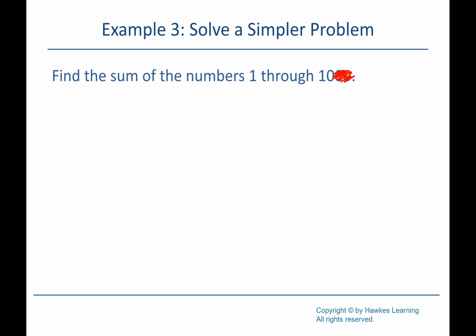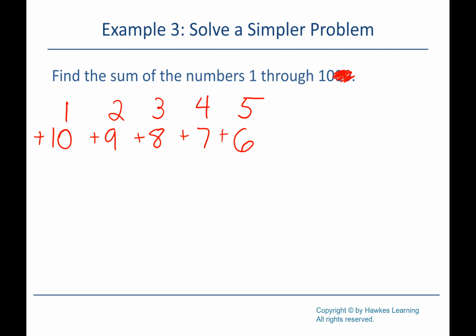We're going to write the numbers not necessarily in order. When you add numbers, it doesn't really matter what order you add them in. Right? 2 plus 3 is the same as 3 plus 2. So let's do it this way. Let's do 1 and 10, 2 and 9, 3 and 8, 4 and 7, 5 and 6. And I'm going to add those up first, and then we can figure out our total from there.